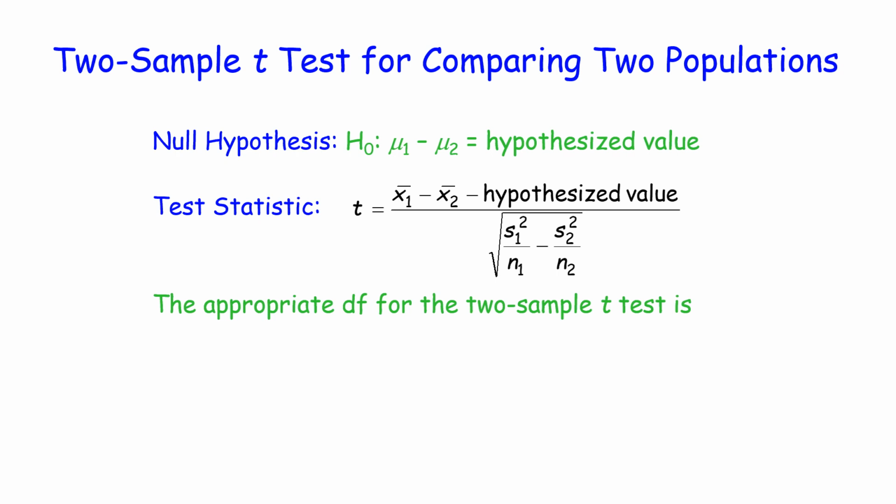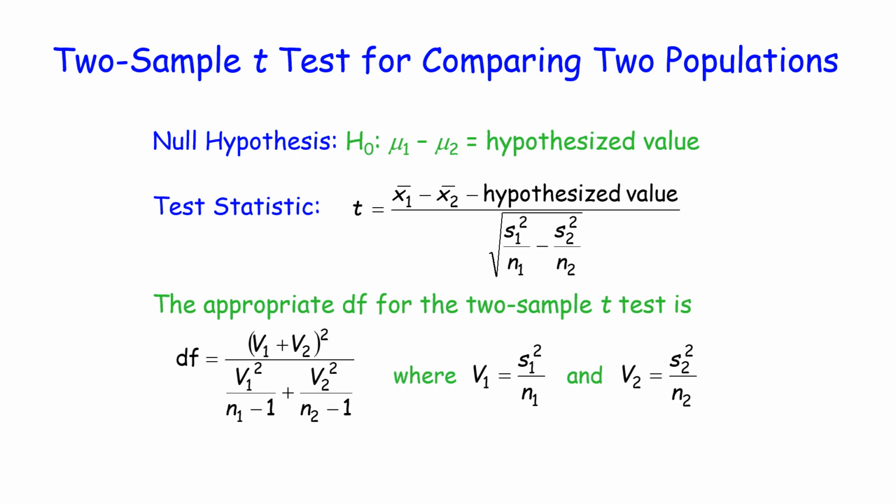Now the appropriate degrees of freedom for the two-sample t-test is going to be this equation here, where our v sub 1 is our s sub 1 squared divided by n sub 1, and our v sub 2 is our s sub 2 squared divided by n sub 2. Now it's important to know that the computed number of degrees of freedom should be truncated to an integer. So truncated would mean rounding down. So if we got 15.7, we would round down to 15. If we had 15.3, we would round down to 15.